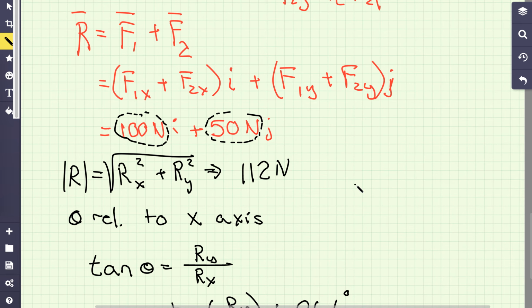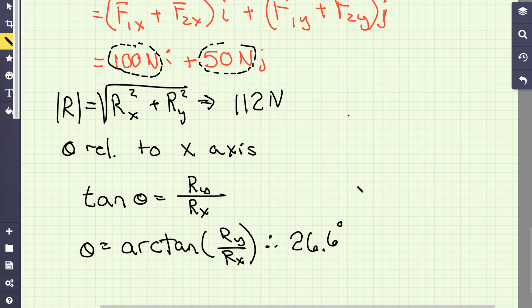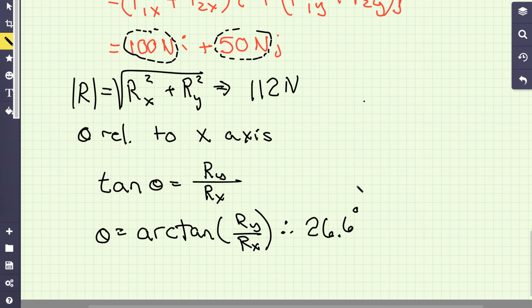We went further on to figure out the direction. The direction usually is some sort of angle, or it could be a slope. But in this case, we went with an angle. We took this formula here, plugged in our numbers of 50 and 100 newtons, and we came up with 26.6 degrees from the x-axis.